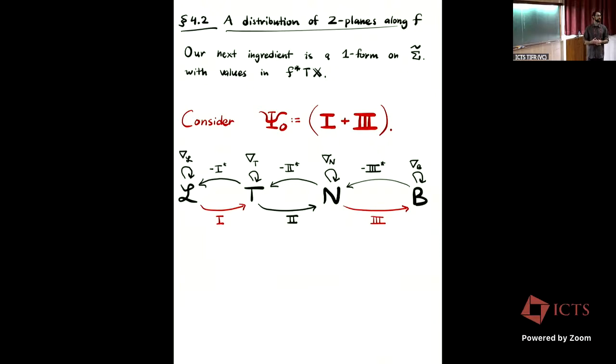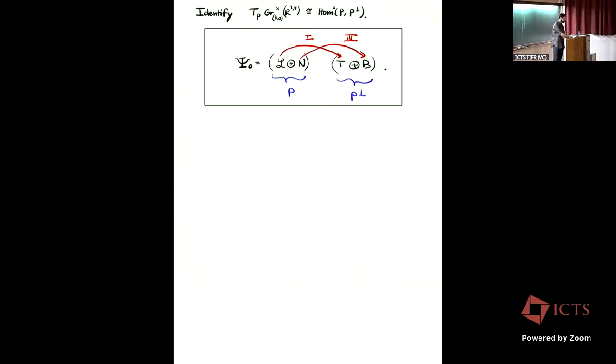frame. And this guy psi naught is just taken as a combination. You just add together the first and third fundamental forms. For now, you can think that that's some endomorphism-valued one-form, so a one-form that takes values in the endomorphism bundle of the flat bundle. But really, psi naught takes a very special shape. It has a more special form than that.